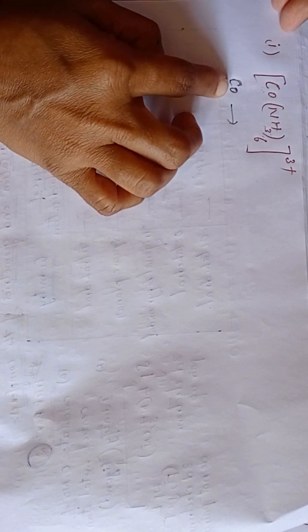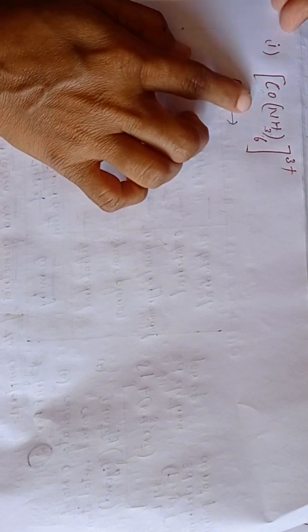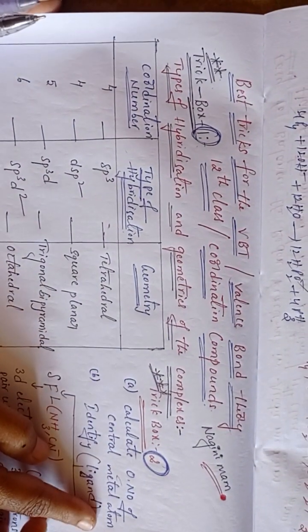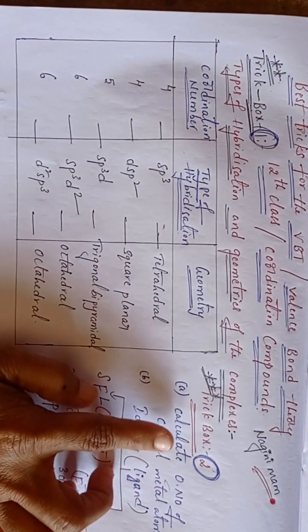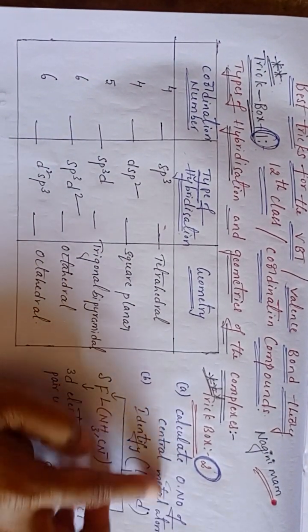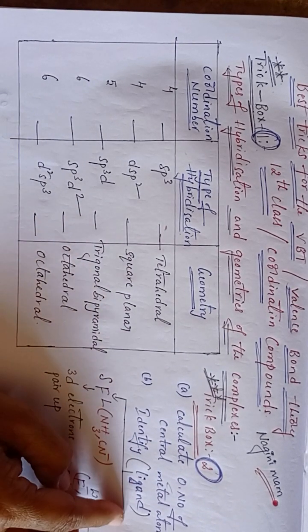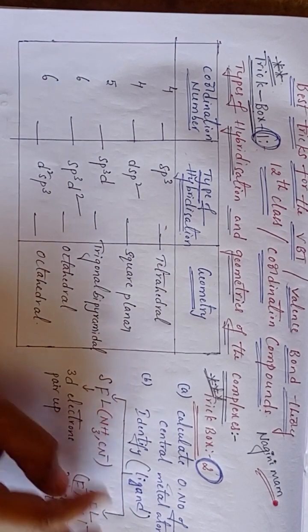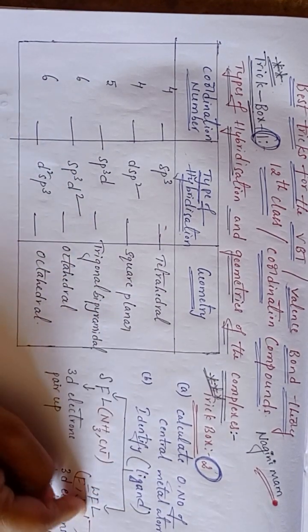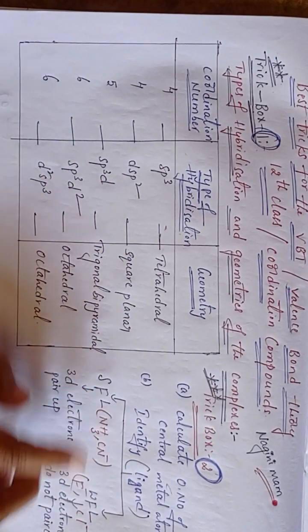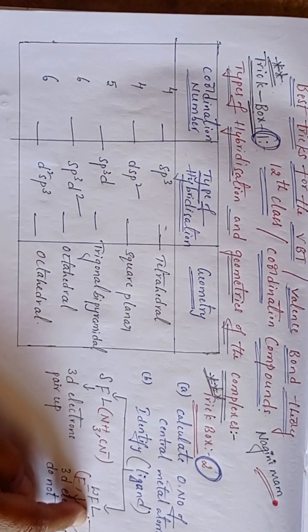First I'm going to calculate the oxidation number of the central metal atom from this complex ion. See here, trick box 2. In trick box 2, part A: calculate the oxidation number of the central metal atom. And part B: identify the ligand, whether the given ligand is a strong field ligand or a weak field ligand.